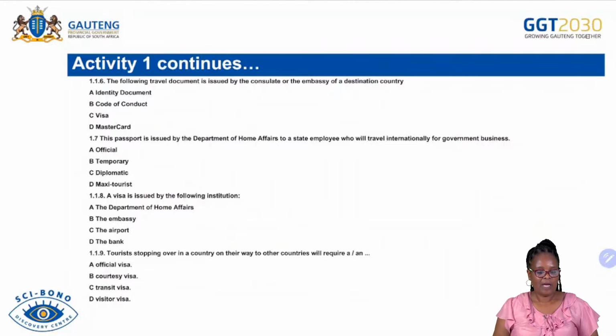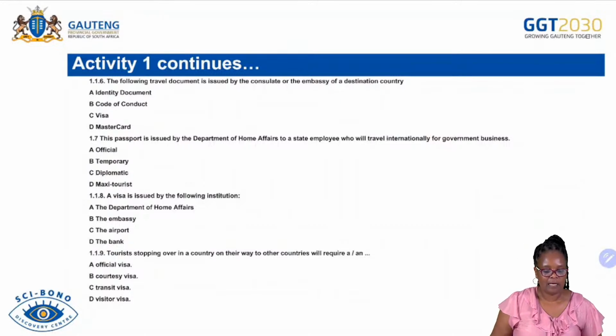That's it. Then 1.1.9, tourists stopping over in a country on their way to other countries will require a what? Number A, official visa, a courtesy visa, a transit visa, or a visitor visa. This was just to test if you remember what you wrote before. So this one, it is C, transit visa. Remember, I said that you are stopping over there in that country on your way to other countries. So you will need a C, which is transit visa.